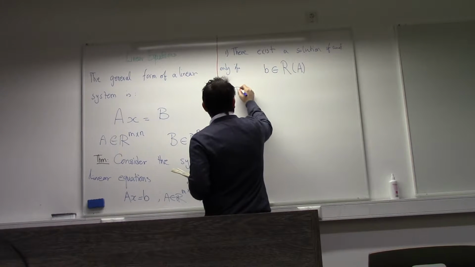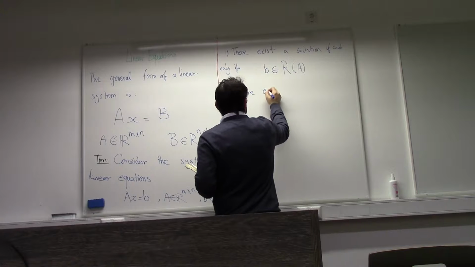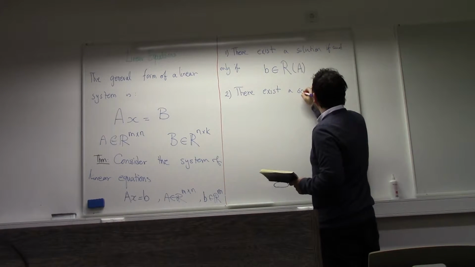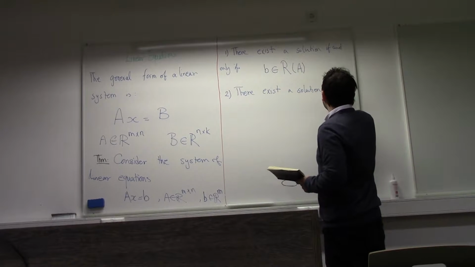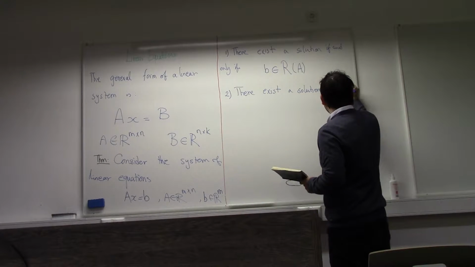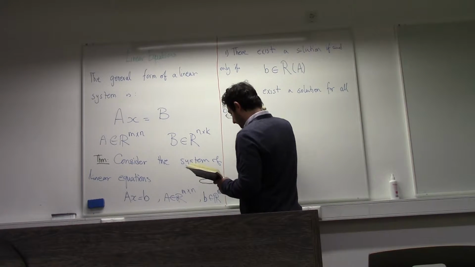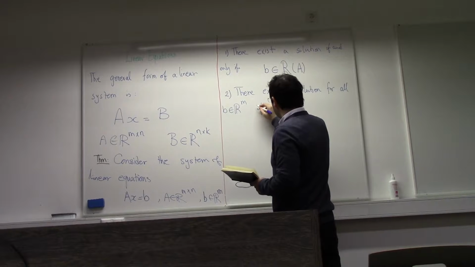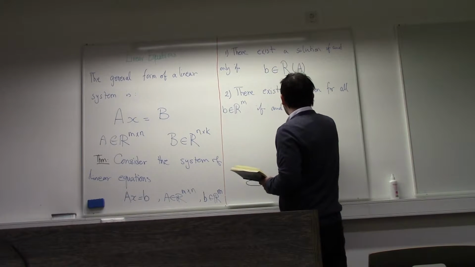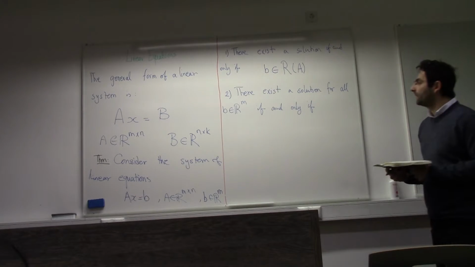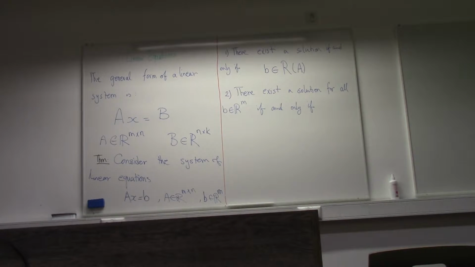Two. There exists a solution for all B belonging to Rm if and only if, what do you think? Look at number one, and then try to complete number 2.